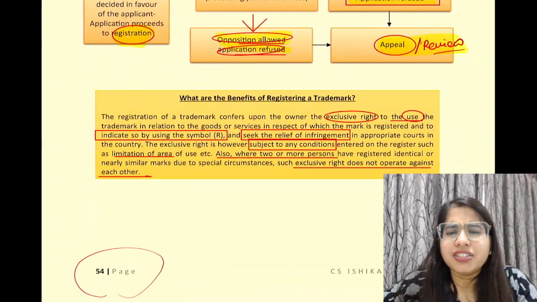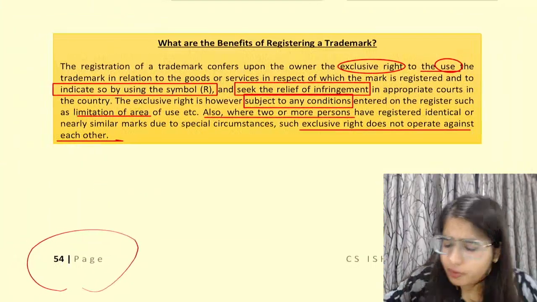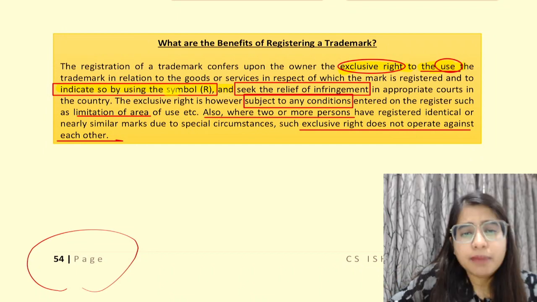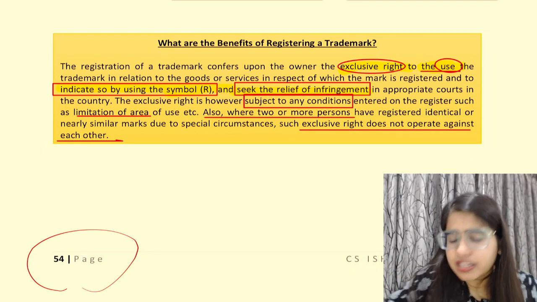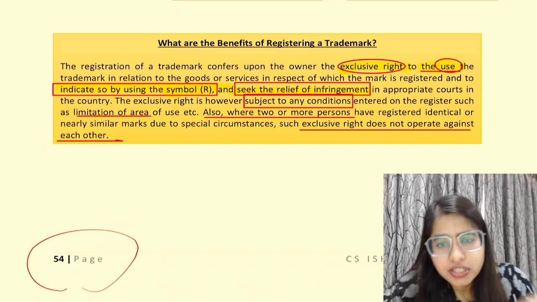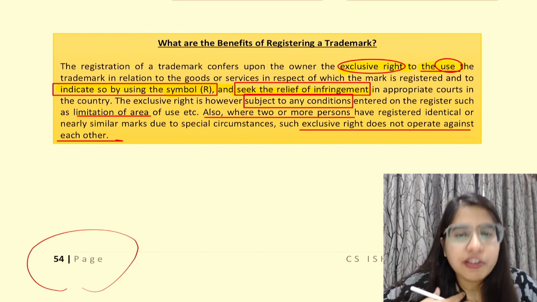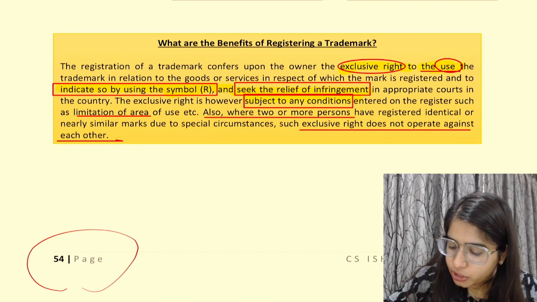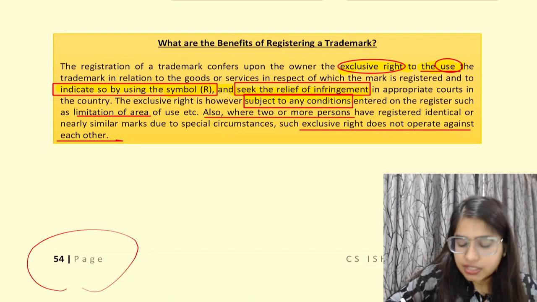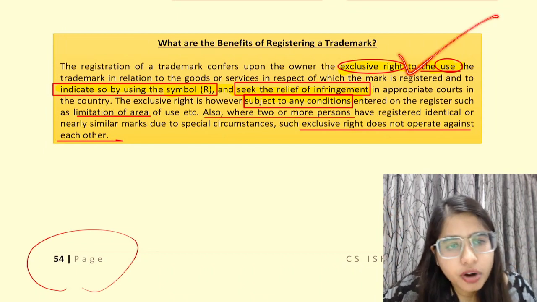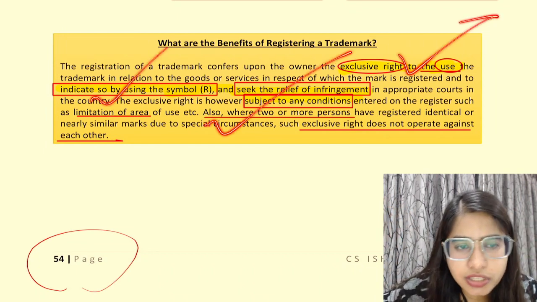Benefit of trademark registration: exclusive right, meaning we get exclusive right to use that product, no one else can use. We can use the symbol R, and we can seek relief for infringement. If anyone uses my trademark without my permission, that is known as infringement. So I can seek relief, I can file a case, subject to conditions, right? So all these things are given. That is your right: you have exclusive right to use that product, to seek relief for infringement, to use the symbol R.